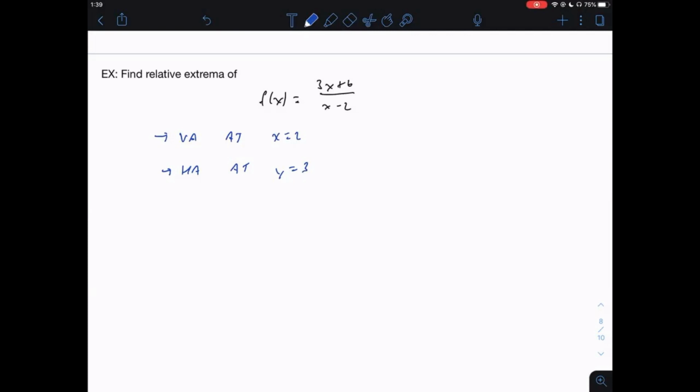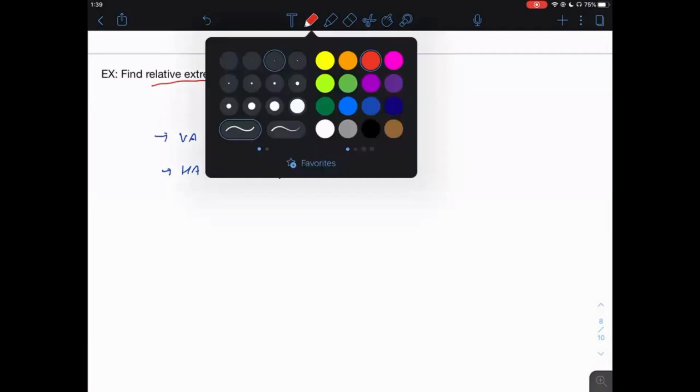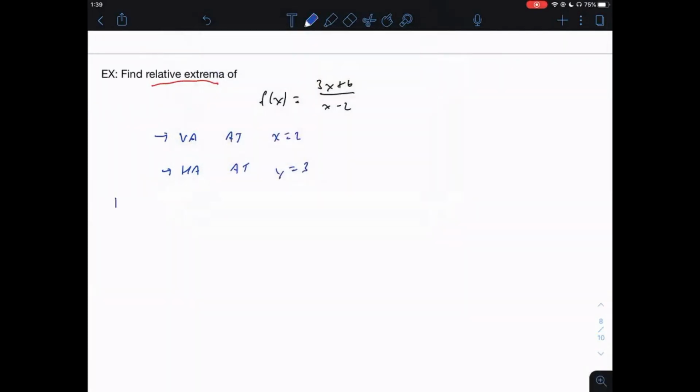So, but in this case, we want to find the relative extrema, meaning the relative min or max. And how do we do that? By first finding its derivative. So let's find f prime of x first, the derivative of our function.